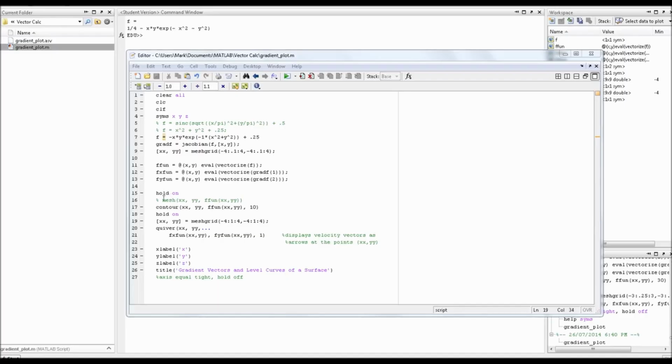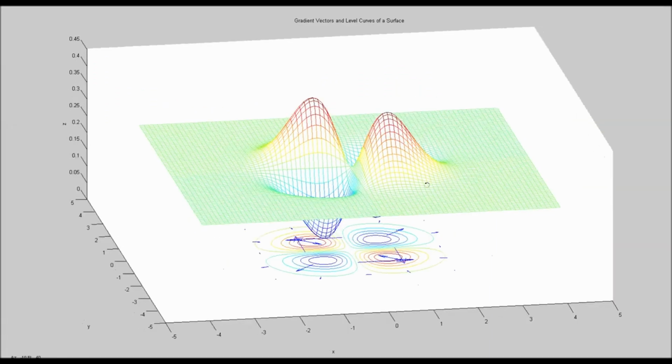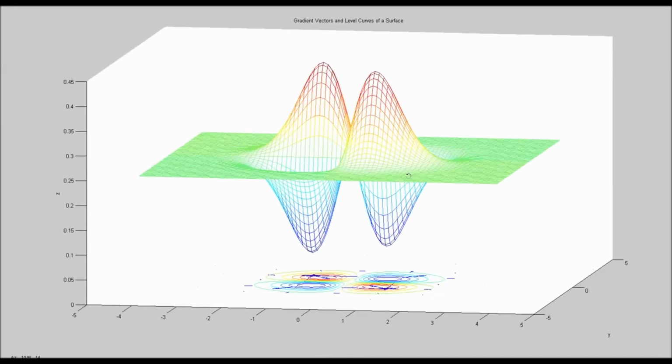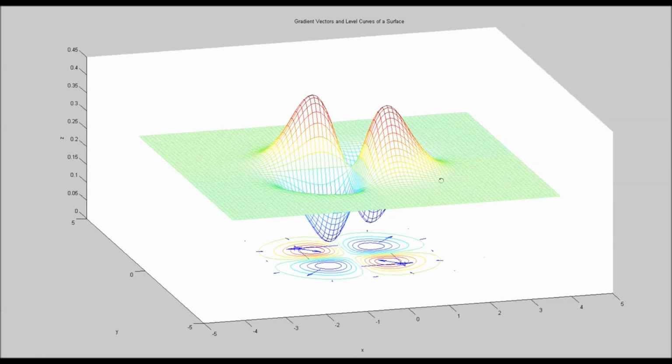Oops, let me show you what the surface looks like. Okay, so here we've got a pretty neat looking surface. Say these are like mountains and these are like valleys. If you were to start right here and travel in this direction, you'd be increasing pretty rapidly. If you started right here and went this way, you'd be decreasing pretty rapidly.